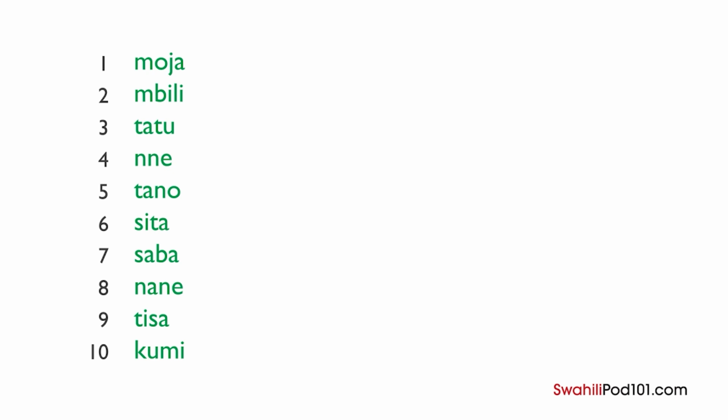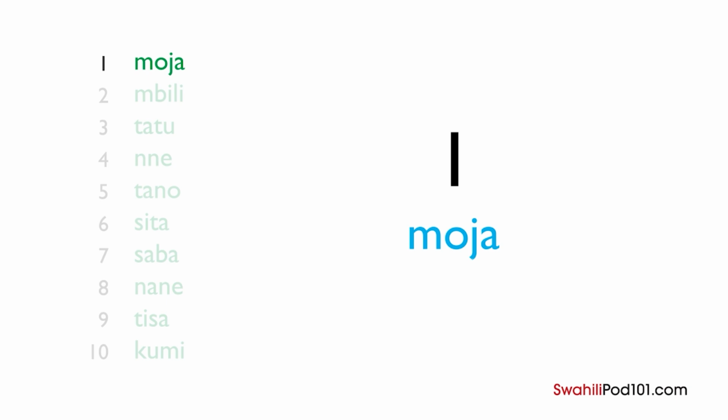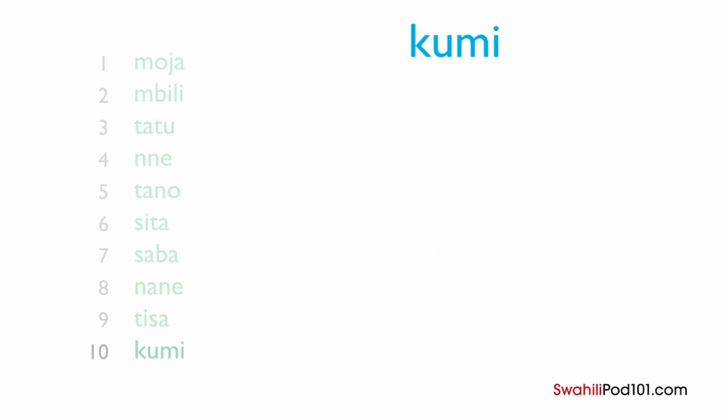I'll say the numbers and give you time to repeat each one. Moja. Mbili. Tatu. Nne. Tano. Sita. Saba. Nane. Tisa. Kumi.